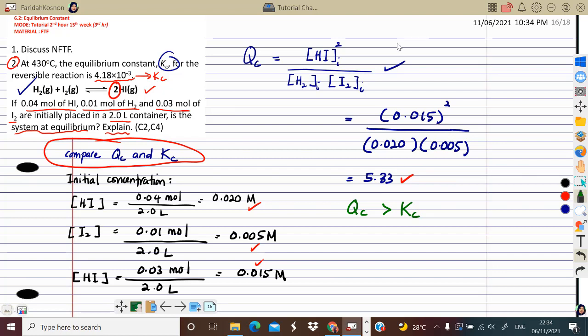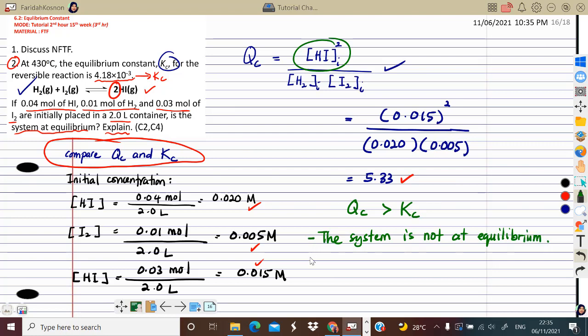Okay, maksudnya pada ketika ini, sistem itu mengandungi concentration hydrogen iodide yang sangat tinggi. Jadi, the system is not at equilibrium. Kena nyatakan sebab soalan tanya. Okay. Baik.